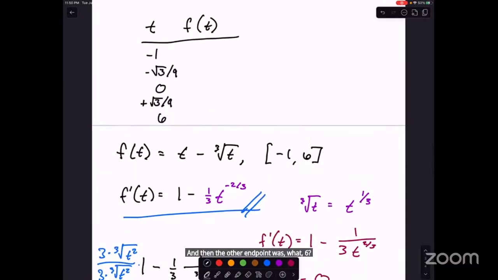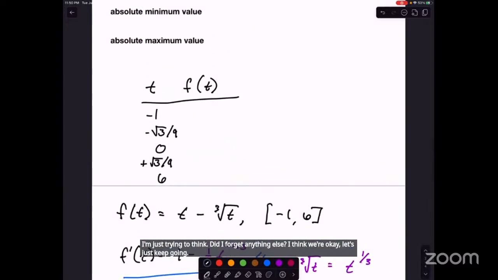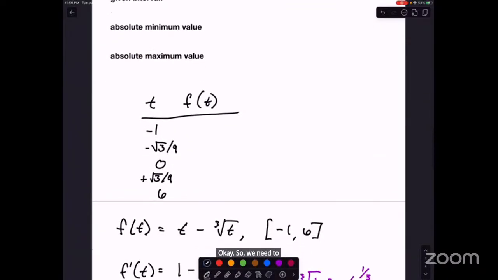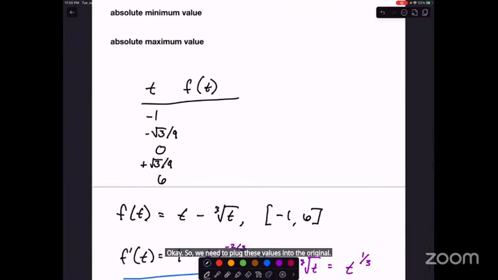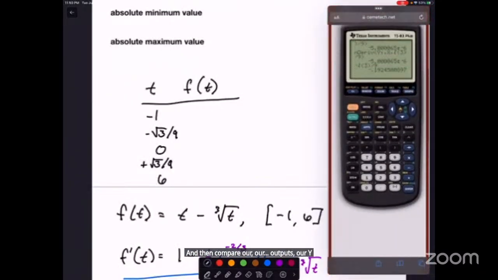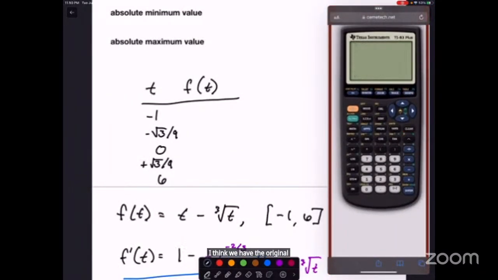I'm just trying to think. Did I forget anything else? I think we're okay. Let's just keep going. So we need to plug these values into the original and then compare our outputs, our y values. I think we have the original in there already.